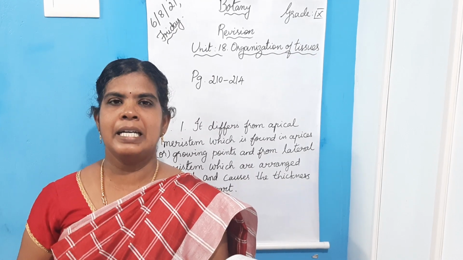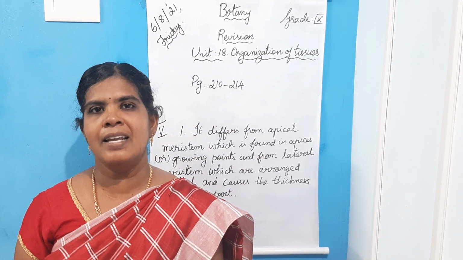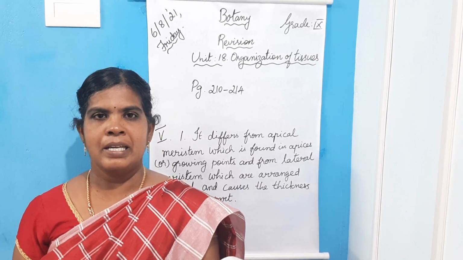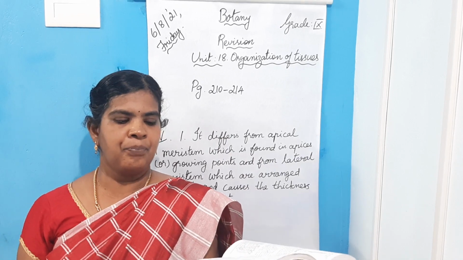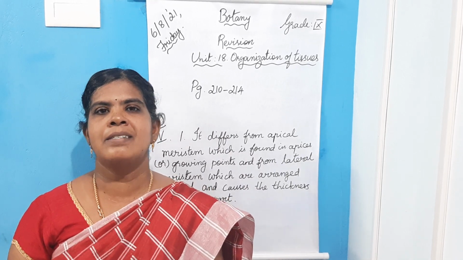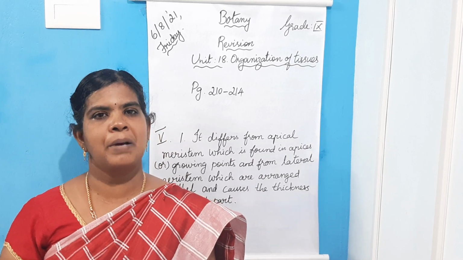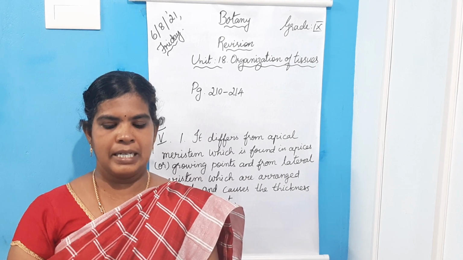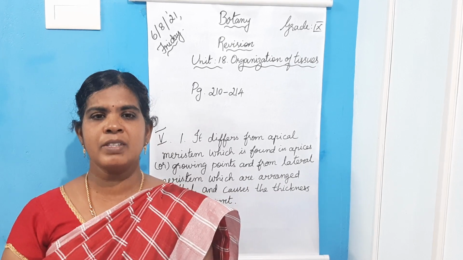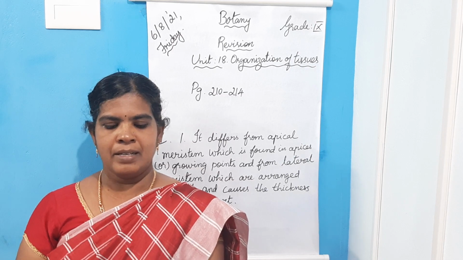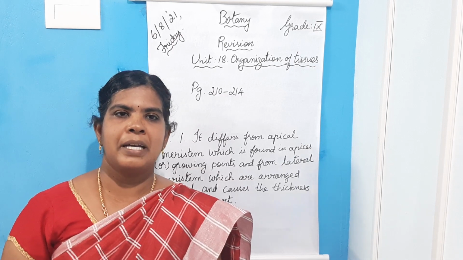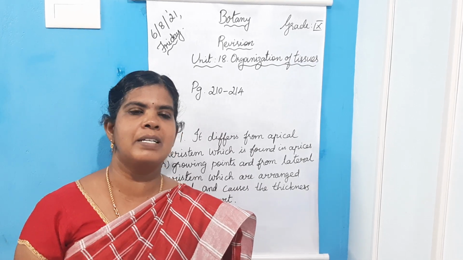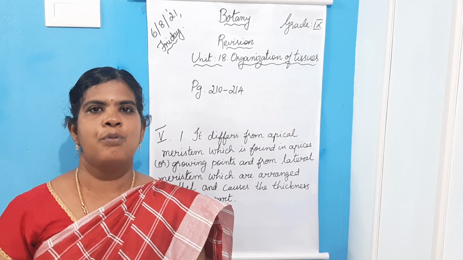Third difference, conducting channels are tracheids and vessels. What about phloem? The conducting channels are sieve tubes. Then components of xylem include xylem tracheids, xylem vessels, xylem parenchyma and xylem fibers. What about phloem? The components of phloem include sieve elements, companion cells, phloem parenchyma and phloem fibers. Okay, these are the differences between xylem and phloem.